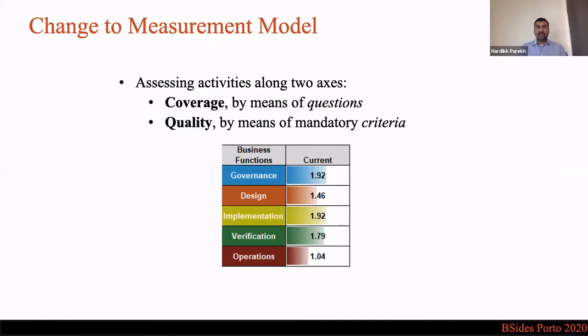As I mentioned earlier, these 2 dimensions are coverage, which I covered earlier, by means of questions, and quality. We provide some of the resources in the Excel spreadsheet. There's a toolbox, what we call, where you can do the assessment yourself. So coverage will be covered by means of questions, and quality will be covered by means of mandatory criteria. Each question will have several mandatory criteria, and if you score 0 on any of the mandatory criteria, that means you would score 0 for that particular assessment.